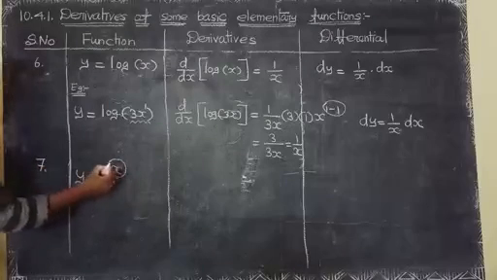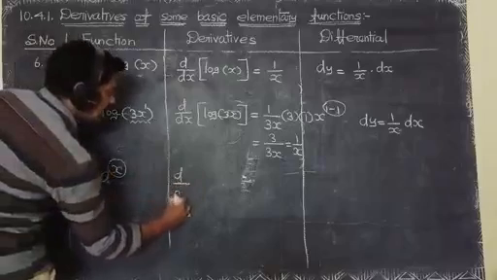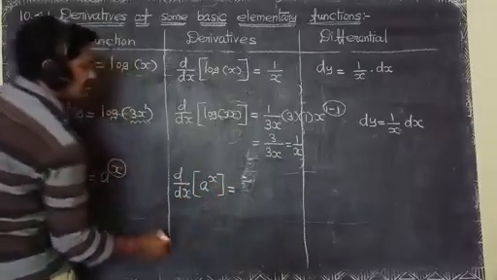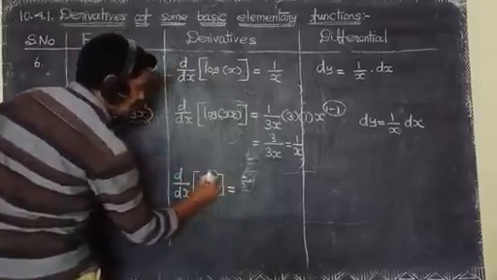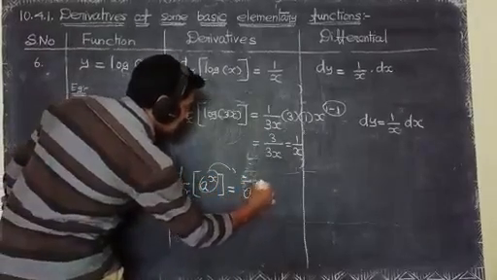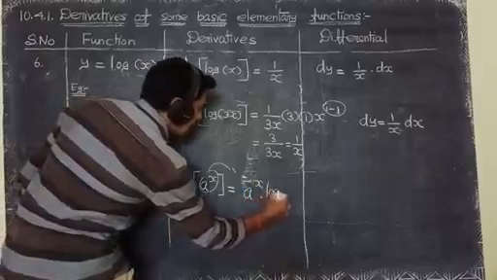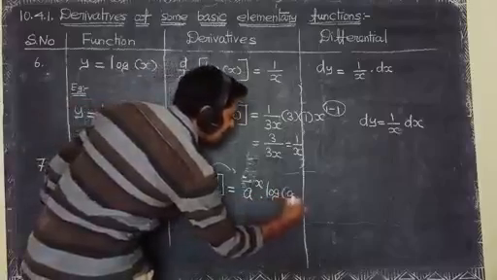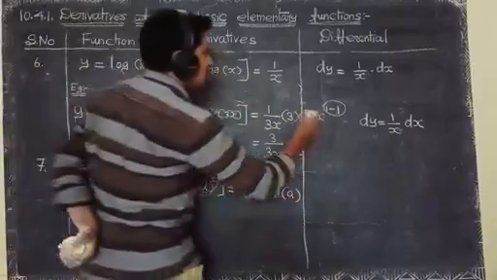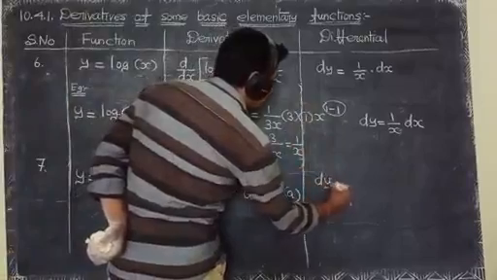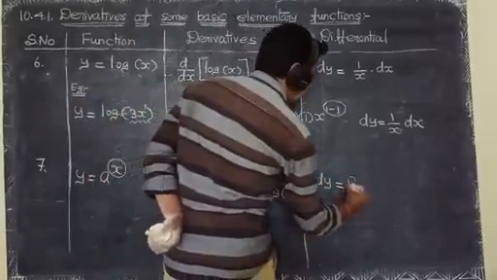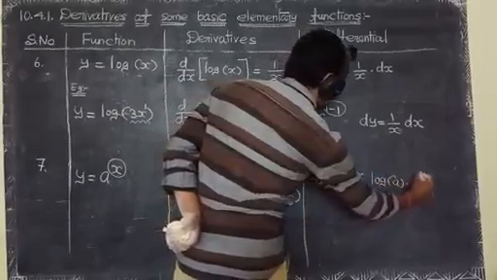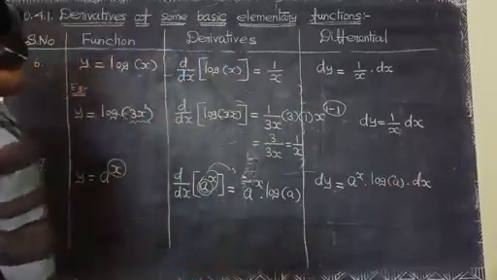d by dx of a power x is equal to a power x into log of a. Therefore, the differential is dy, which is equal to a power x into log of a into dx.